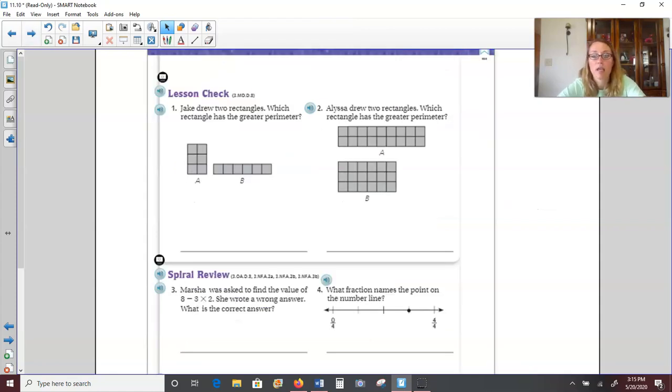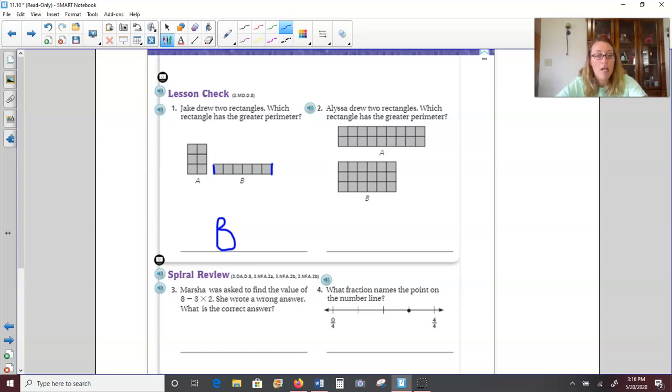Here we go. Jake drew 2 rectangles. Which rectangle has the greater perimeter? Don't solve anything. Which one is it? Is it A? Nope, it is B, because it is a longer, skinnier rectangle. And when we have 2 sides that measure just 1 unit, we know the other 2 are going to be as large as possible, and the overall distance around will be greater.